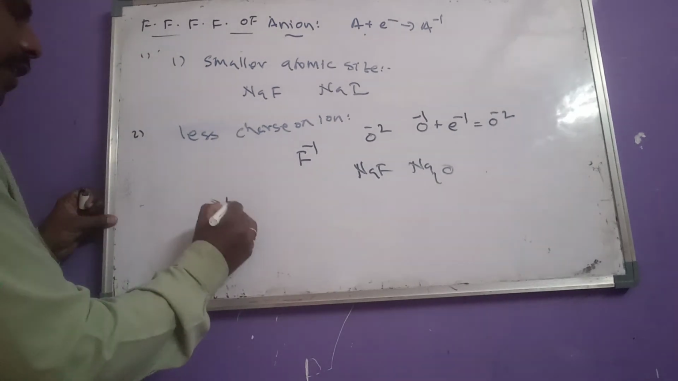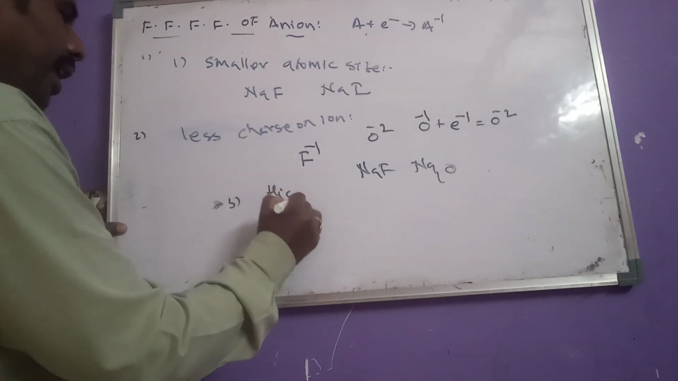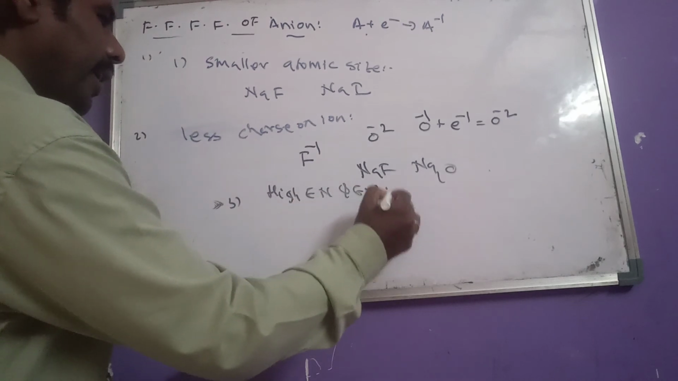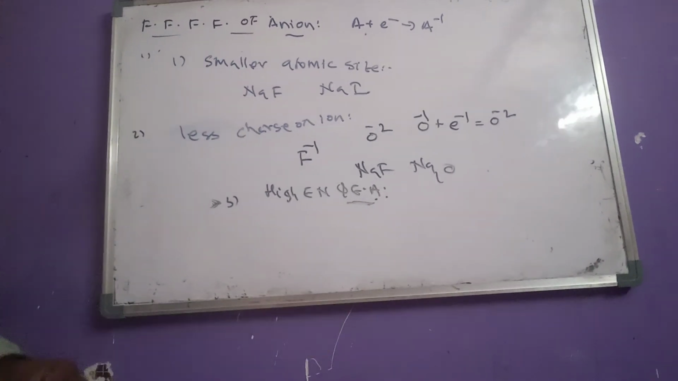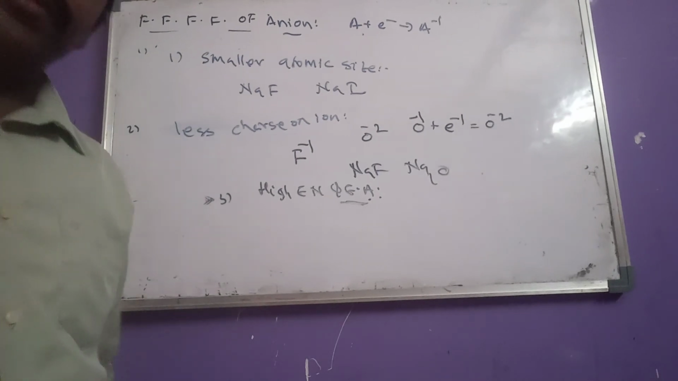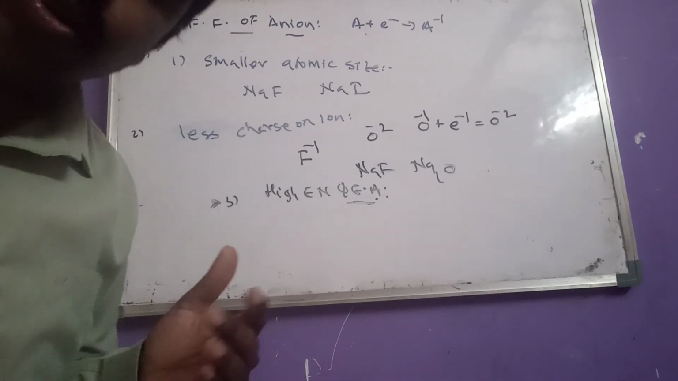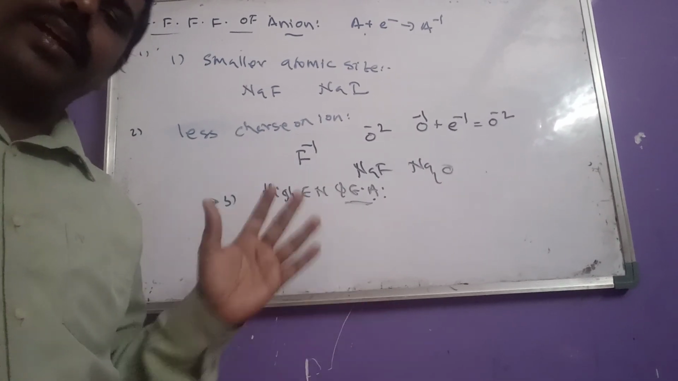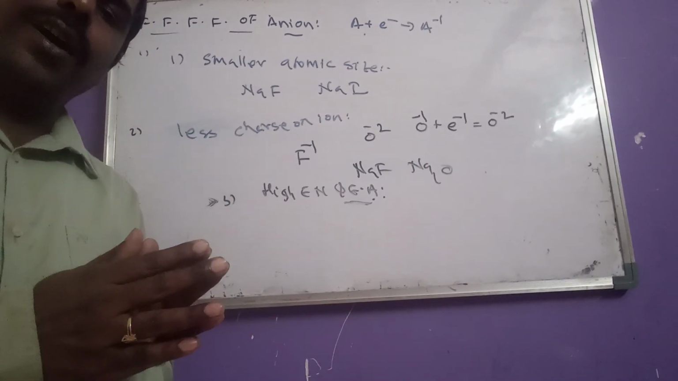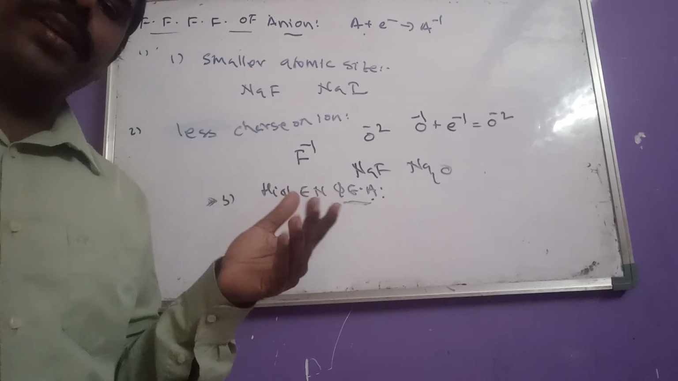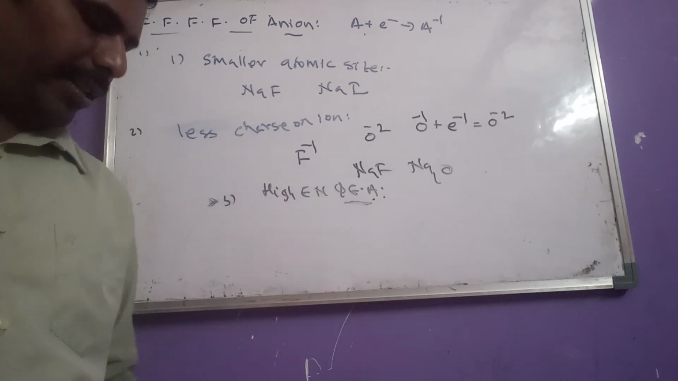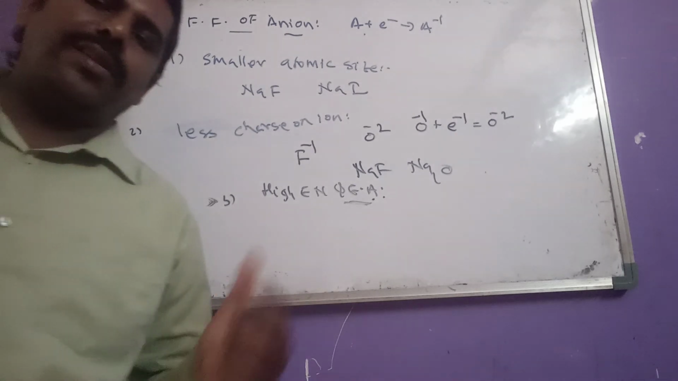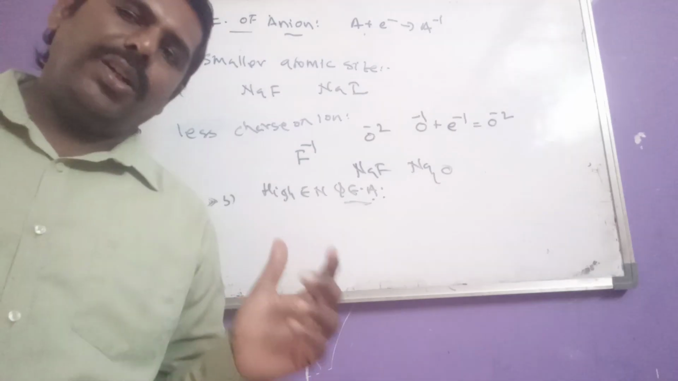And the third favorable factor is high electronegativity and high electron gain enthalpy, or electron affinity. The atoms having high electronegativity and high electron gain enthalpy readily form the anion and have greater ionic character. So these are the favorable factors for the formation of ionic bond. Okay, bye.